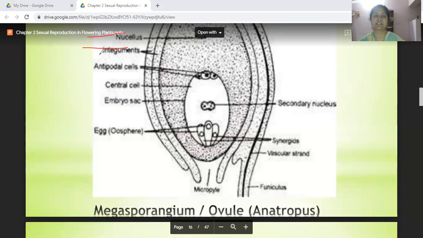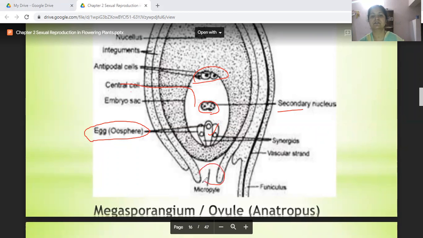So outermost layers are integuments, and inner to the integument, the vegetative cell, nutritive cell is nucellus. Antipodal cells are there. This embryo sac is also shown in this ovule. So embryo sac is the female gametophyte. जैसे मेल गेमेटोफाइट आपका पॉलन ग्रेन था, एम्ब्रियो सैक आपका फीमेल गेमेटोफाइट है. इसके अंदर एग एपरेटस में एग सेल होता है, 2 अदर सेल्स हैं सिनर्जिड्स, सेकेंडरी न्यूक्लियस है फॉर्म्ड बाय द पोलर न्यूक्लियाई, 3 एंटीपोडल सेल्स and polar nuclei inside the cell, which is called as central cell.